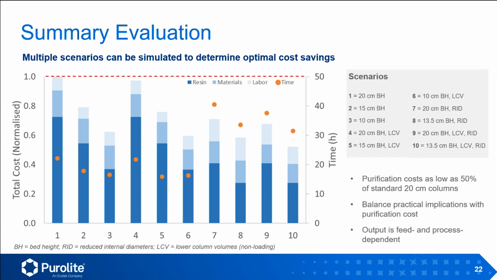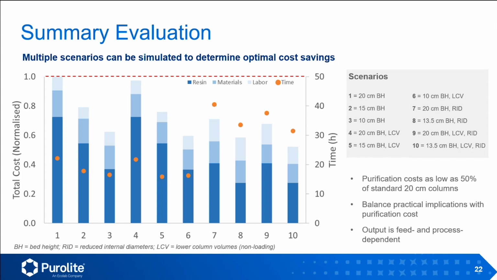You can see that the total cost, which has been normalized against the 20 centimeter bed height for the standard column for various scenarios, has been displayed. So that's in column 1. The red dashed line represents that, and everything below that represents an improvement. The bars look at resin, materials and labor costs, with the orange dot being the time, or the process time, sorry, the batch time. So you can see that everything represents an improvement against the original benchmark.